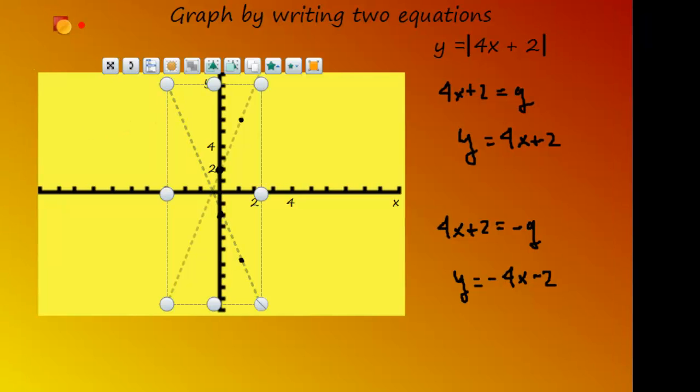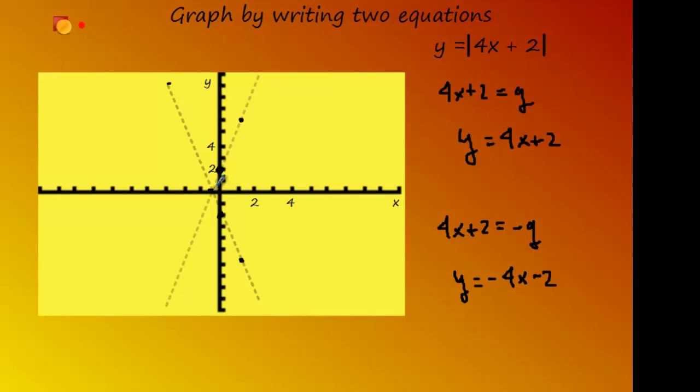Then again, we have the vertex is going to be about right here. I need to label that, so I'm going to use the opposite of the b over the m, so that's going to be negative 1/2 as my x coordinate. And then c here is 0, so that's going to be the coordinate of my vertex.